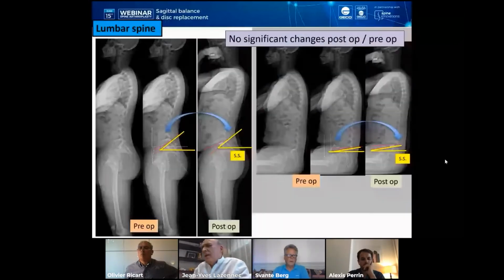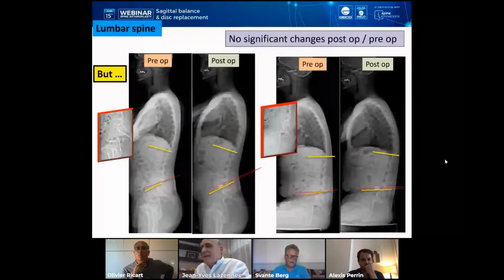So you can say to me, okay, in theory, nothing changed standing. What about sitting? Sitting position, the same. When you ask a patient to sit after a disc replacement, in most cases, there is no significant change of sacral slope. I have no time to show you a lot of data, but you can trust me. It's true. Like in this case, for example, you can say to me, between pre-op and post-op, changes of sacral slope are not very different.